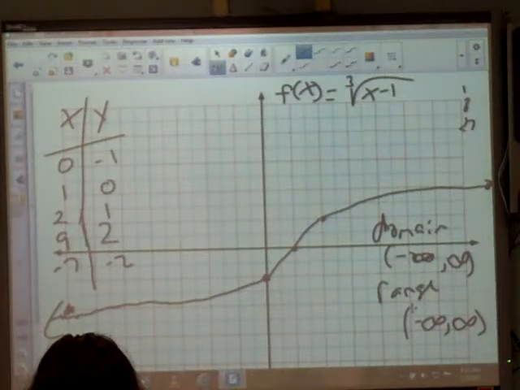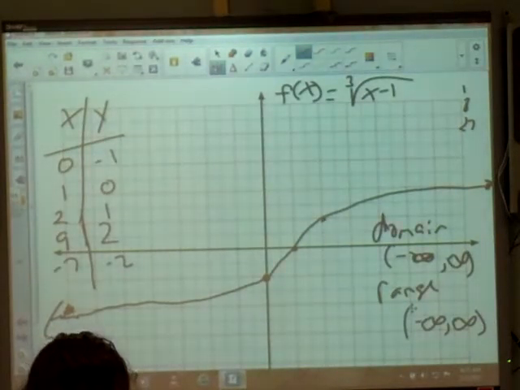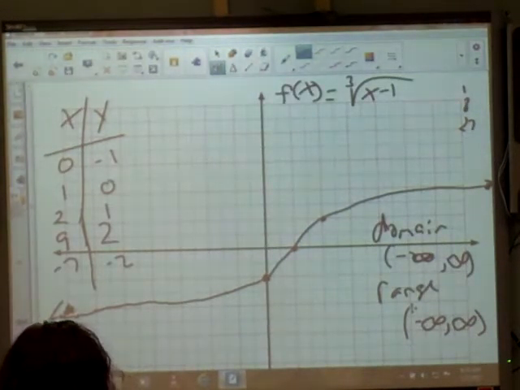Alright, we are going to stop it there, and tomorrow we'll get into rational exponents. That just means the exponents are fractions. So we'll get into that mañana.